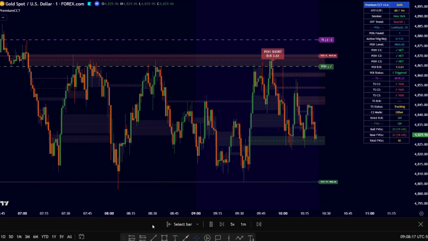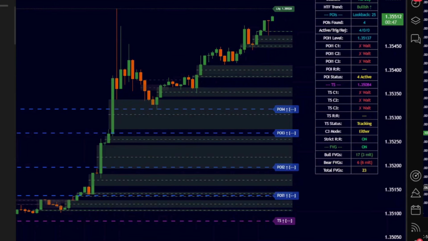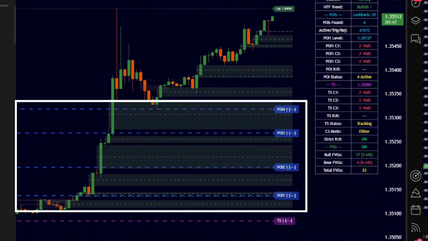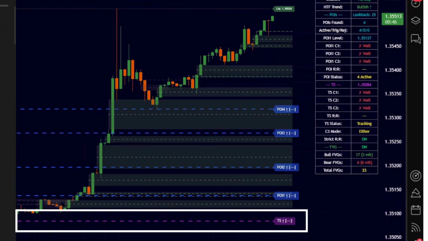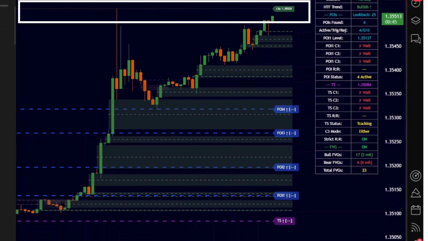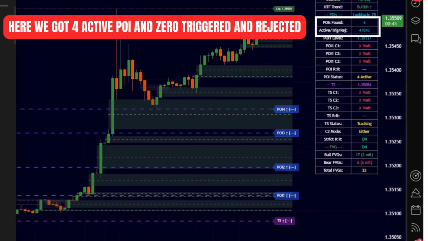Step 2 is to identify POI and TS levels. The indicator automatically draws these for you. POI lines appear in blue or orange for each untouched level. The TS line appears in purple or fuchsia for the turtle soup setup, and you'll see a dotted lick line showing where your take profit target is. Look at the table and you'll see something like POIS found, 3, with A:3, T:0. This means 3 active POIS with none triggered yet.